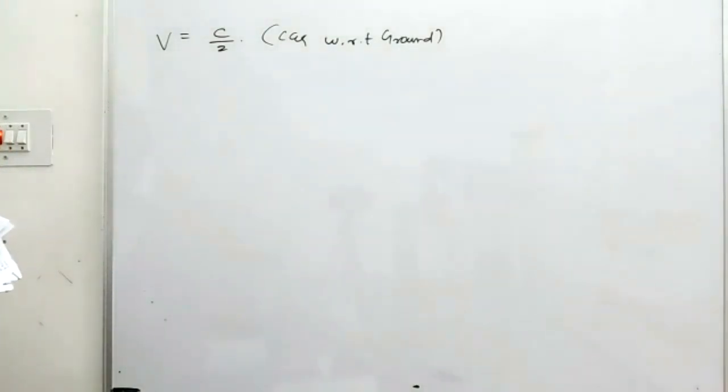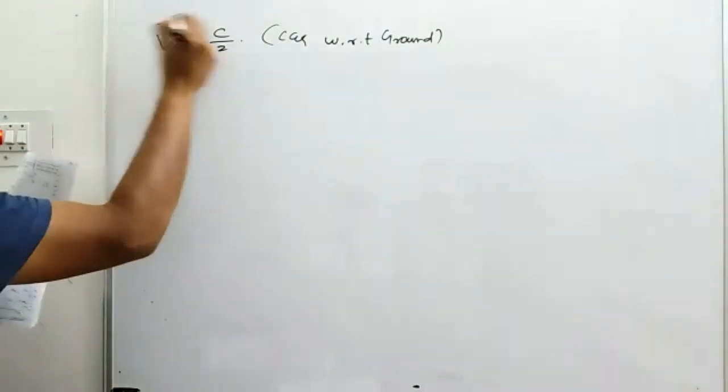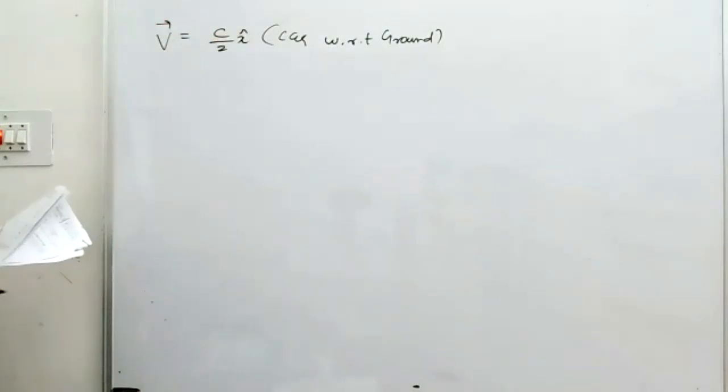v is equal to c by 2. That's the velocity of the car with respect to ground along the plus x direction. Remember that it's along the plus x direction. We could also write it like this, so it's easier to remember.